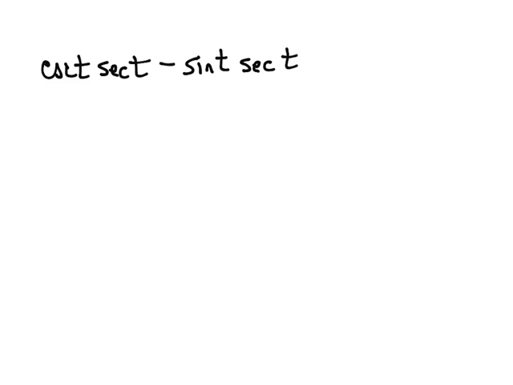Cosecant t times secant t minus sine t times secant t. Notice that the term that we have in common is a secant. So I'm going to factor the secant of t out. That will leave us a cosecant of t minus a sine of t.